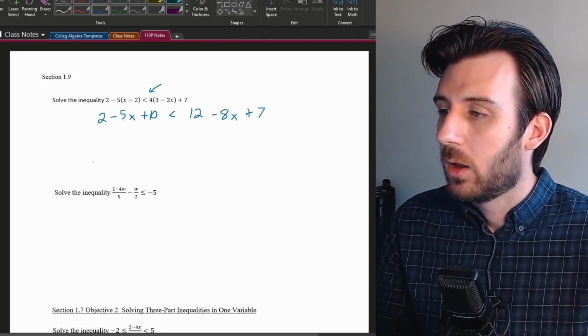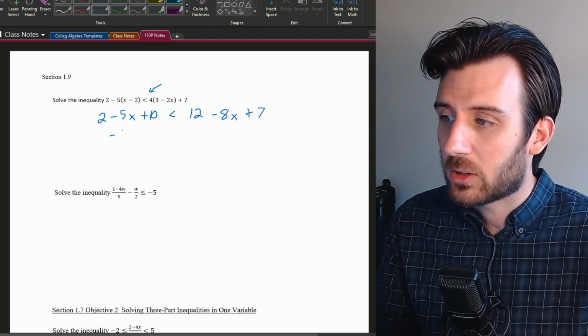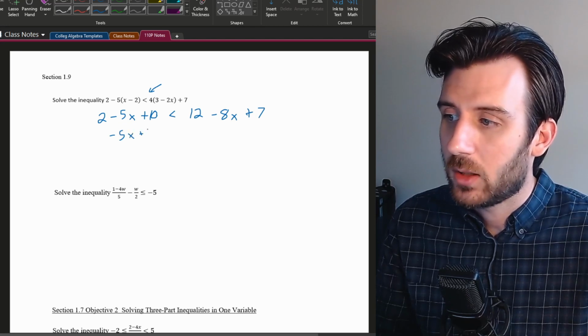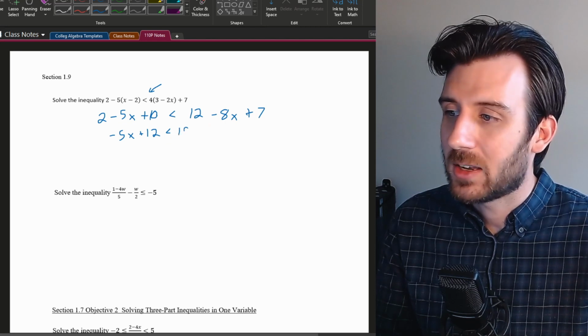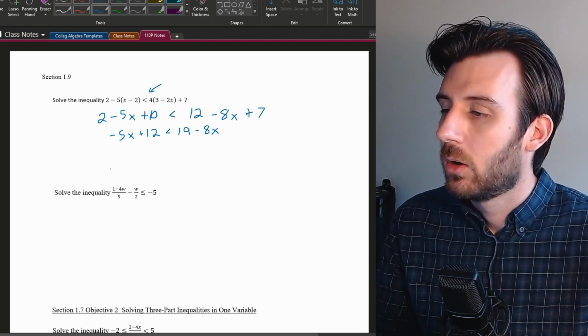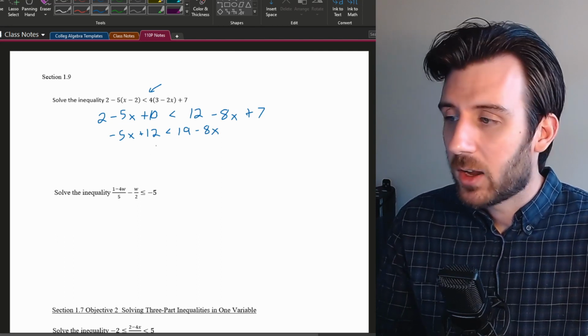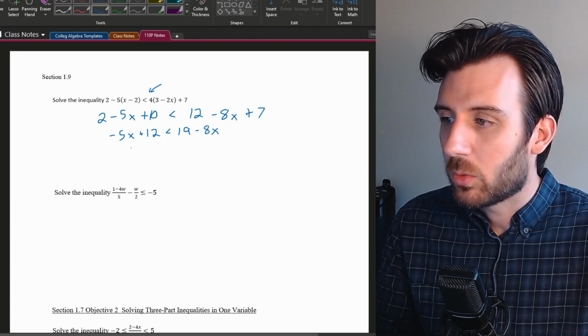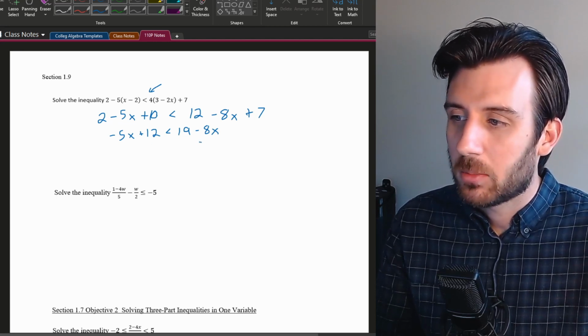Okay, great. We can simplify a little bit more. I have 2 and 10 on the left-hand side, so I would write that as -5x plus 12, less than 12 and 7 would combine to get me 19, and -8x. Oh, let's do the same thing we did in the earlier problem. Let's try to get all the numbers on one side and the variables on the other, so that we can read it properly. That would be if we maybe added 8x to both sides.